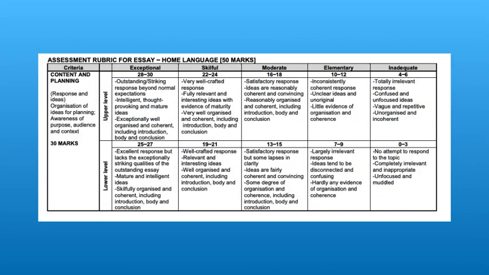So just having a look at the assessment rubric for a second, we've got 30 marks allocated for content and planning. So this is referring to the organization of ideas for planning, awareness of purpose, audience, and context. So if we look at the exceptional level, the 28 to 30 out of 30, we need outstanding, striking response beyond normal expectations, intelligent, thought-provoking, and mature ideas, exceptionally well organized and coherent, including introduction, body, and conclusion.